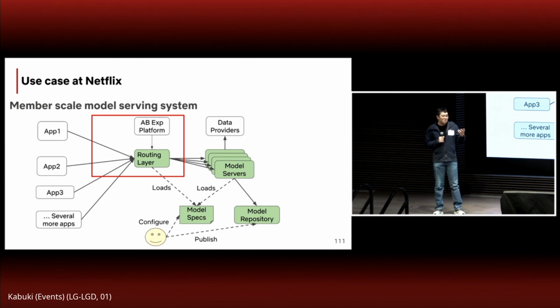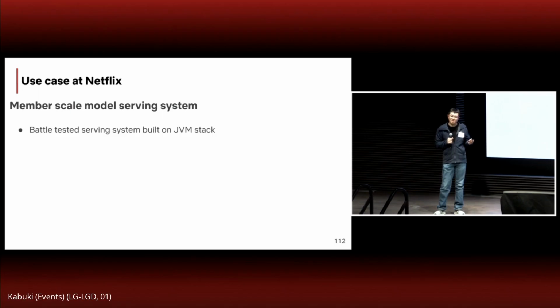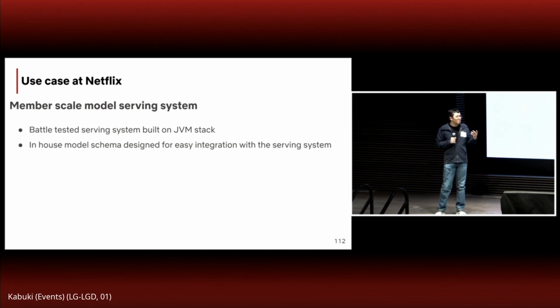So this entire stack is our paved path for member-scale model serving. It is very JVM-centric. I think all the components you saw in the previous slide are pretty much JVM based, and it's very performant. It's battle tested for all the very high-scale model serving that meets the needs to serve the Netflix member base. So in order for our researchers to onboard their model to this serving stack, we actually created an in-house model schema.